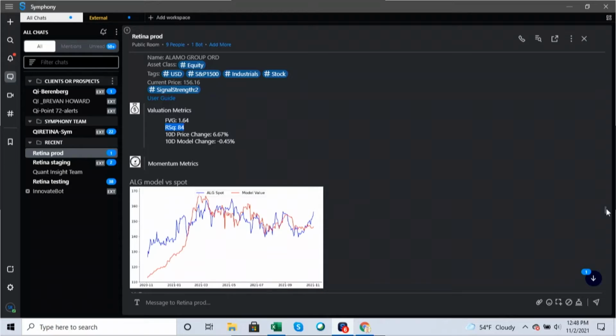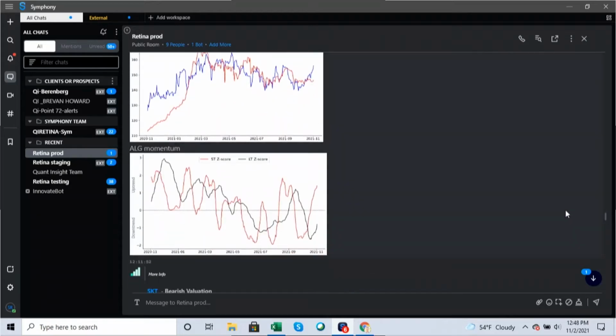Now, if you just scroll down for me one second, please, Simon. In conjunction with that gap, it will be interesting to know how the momentum is moving for that particular stock.